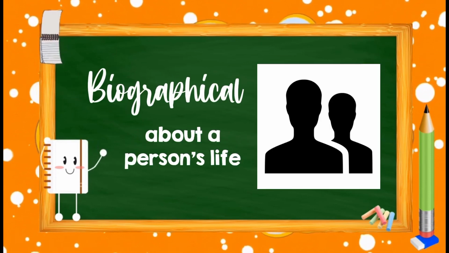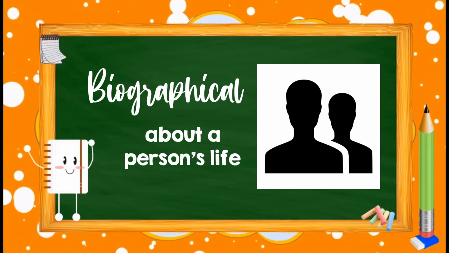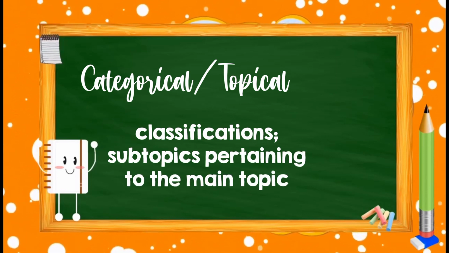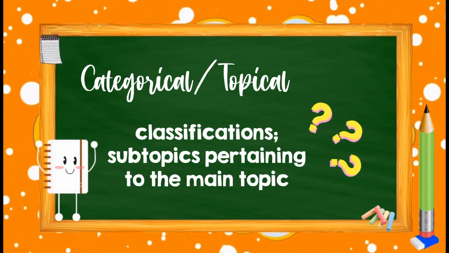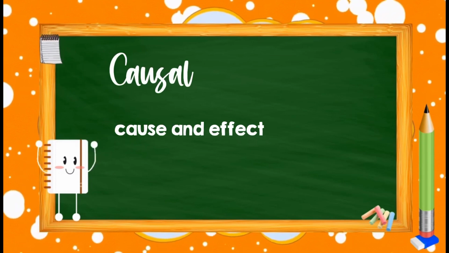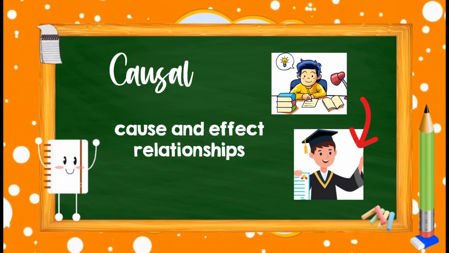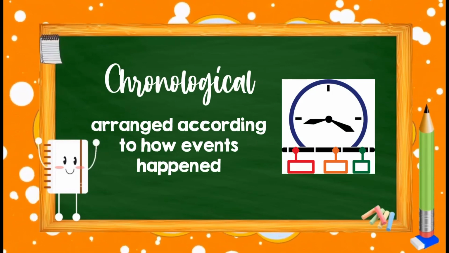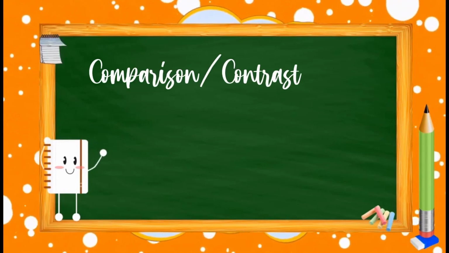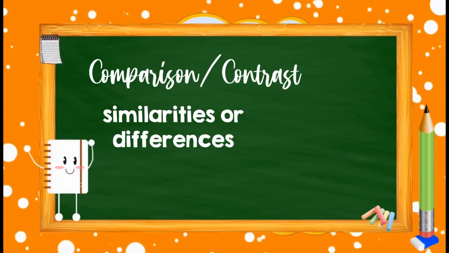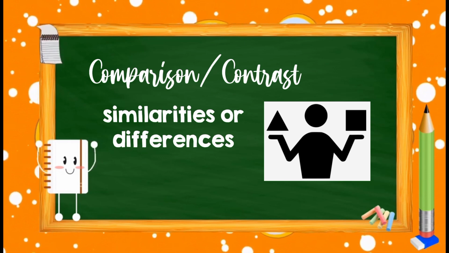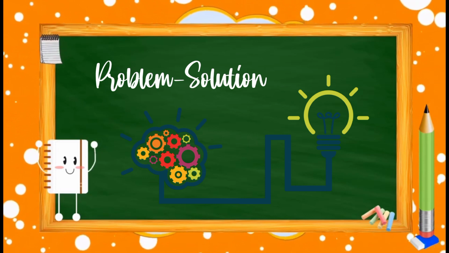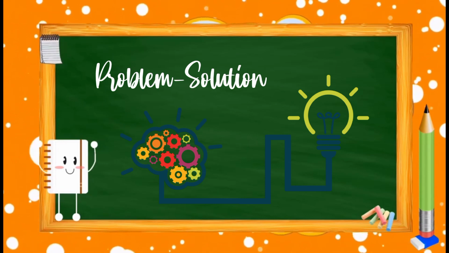Biographical presents descriptions of your life or of a person, famous or not. Categorical or topical presents related categories supporting the topic. Causal presents cause and effect relationships. Chronological presents the idea in time order. Comparison or contrast presents the similarities or differences of two or three ideas. Problem solution presents an identified problem, its causes, and recommended solutions.